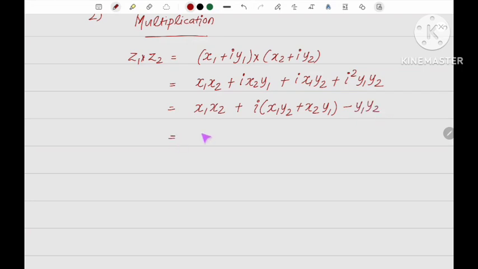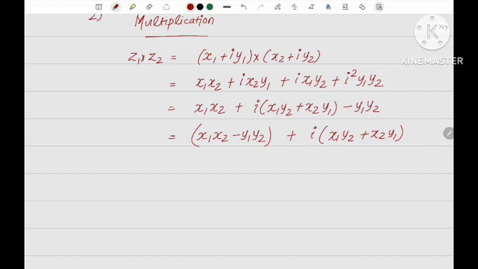So I will collect all the real terms. This will be x1 x2 minus y1 y2, plus i times x1 y2 plus x2 y1. So this becomes the multiplication of two complex numbers z1 and z2. It is simple, right?